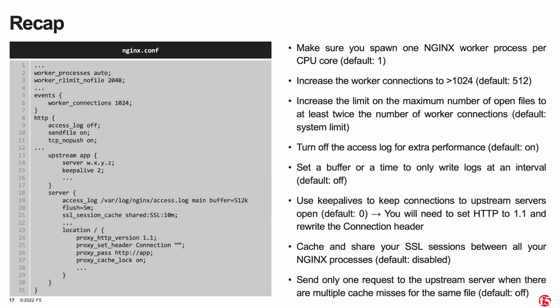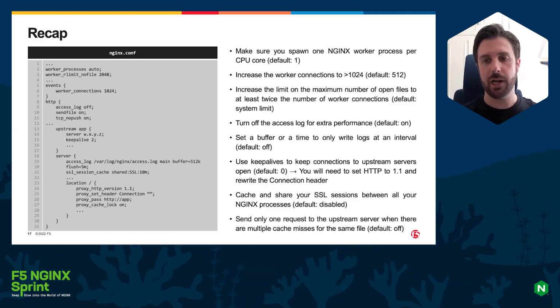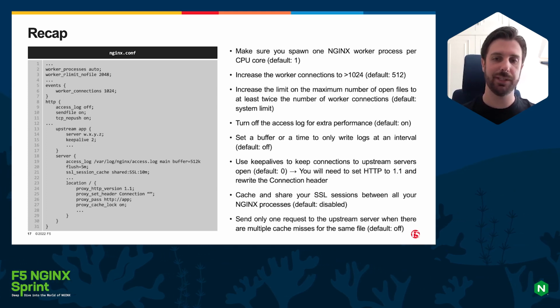So to recap, make sure you spawn one NGINX worker process per CPU core, increase the worker connections to 1024 at a minimum, increase the limit on the maximum number of open files to at least twice the number of worker connections, or thrice if you're using NGINX as a reverse proxy, turn off the access log for extra performance, or set a buffer or flush time to only write logs at an interval, use keepalive to keep connections to upstream servers open, cache and share your SSL sessions between all your NGINX processes, and send only one request to the upstream server when there are multiple cache misses for the same file.